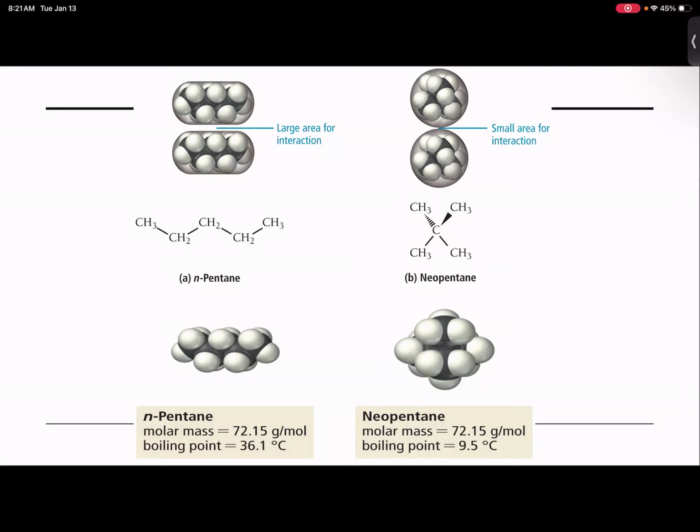Same exact formula, same exact molar mass, but because the shape is different, the boiling points are different.